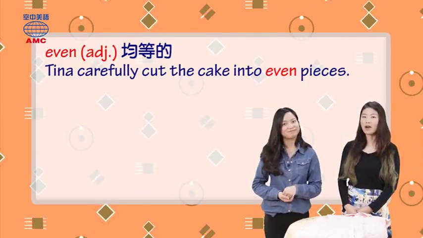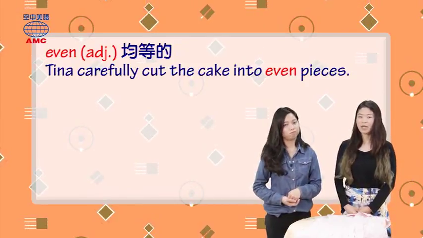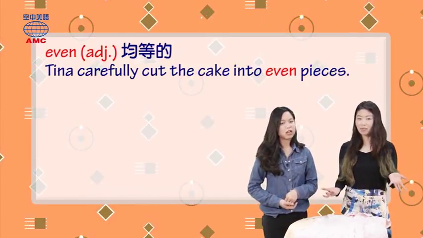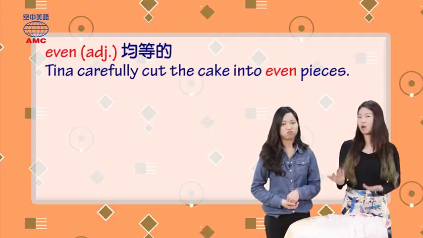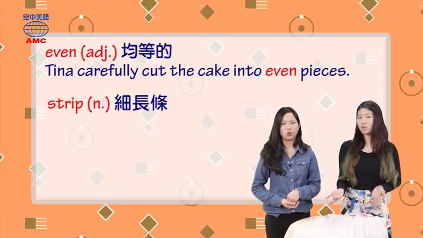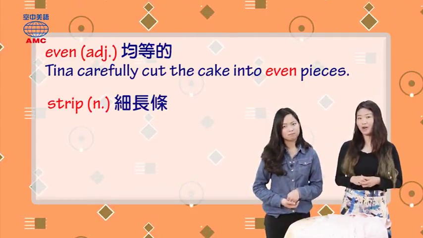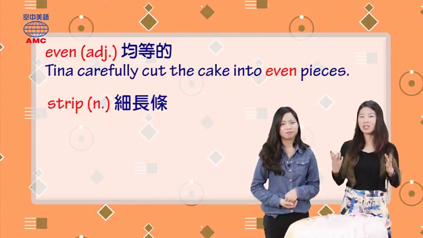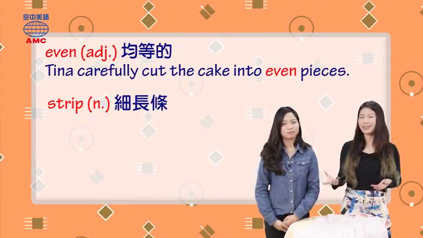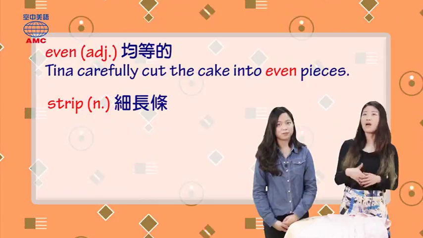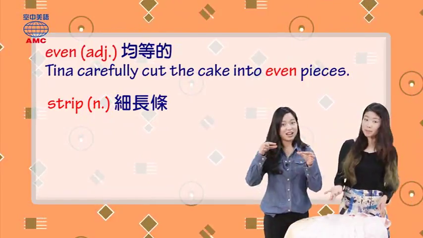Okay, so we know that we're cutting the tank top and we have to do it evenly, but we don't really know how we're going to do this, right? No. We saw the word strip earlier. What is a strip? Well, it's a long, narrow piece of something. For example, bacon comes in strips.